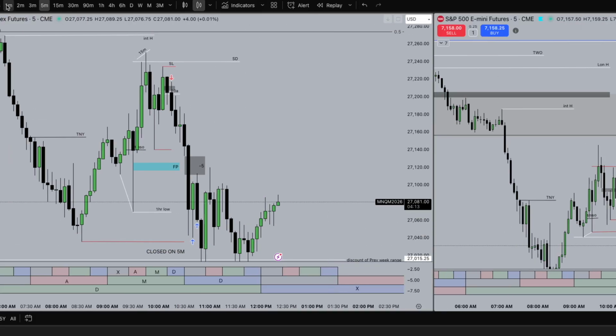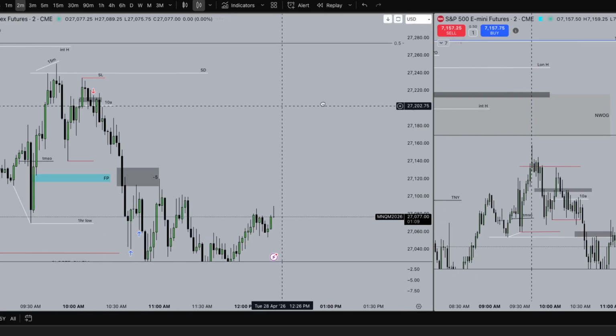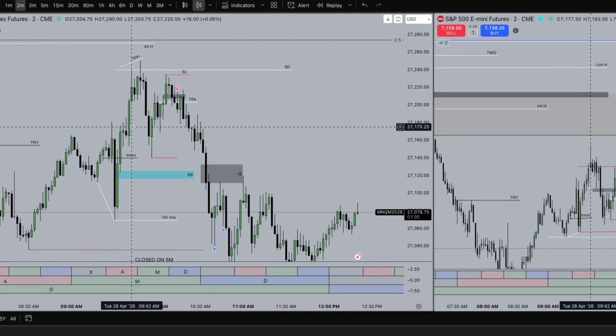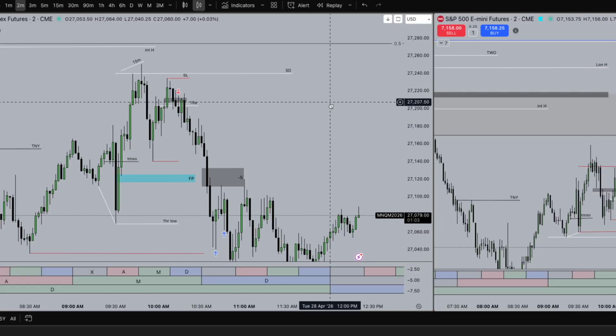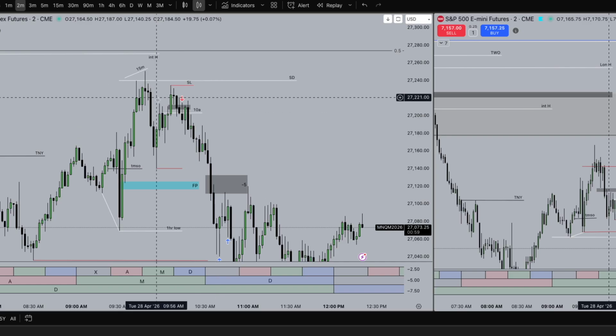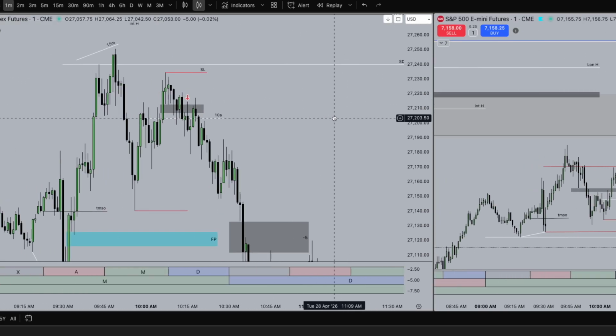Anyway, coming down into our 1 minute entry. The 2 minute didn't really give me much from the day. We didn't even tap into this 2 minute, and it wasn't giving me much other than this gap that we were expecting. So I did use that, but since we were trading into the optimal trade entry, I really had to narrow it down to the 1 minute and the 30 second.